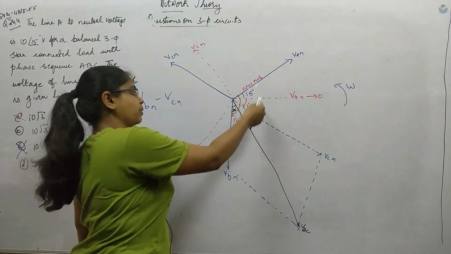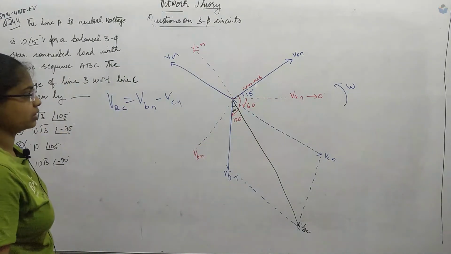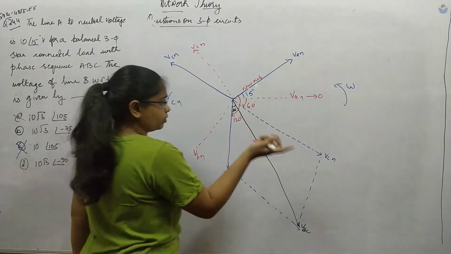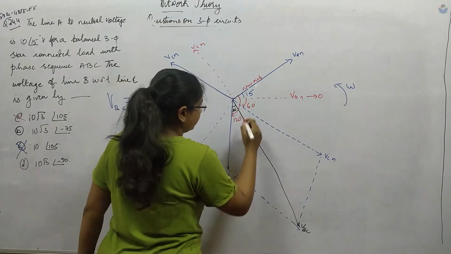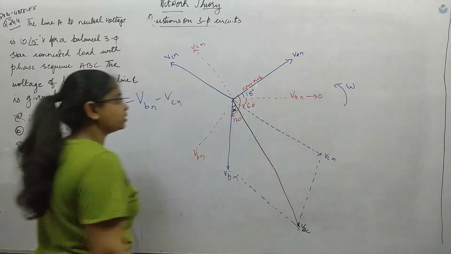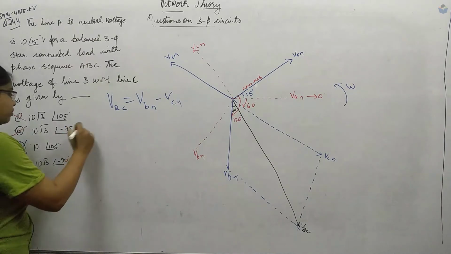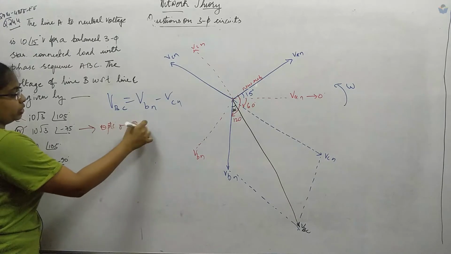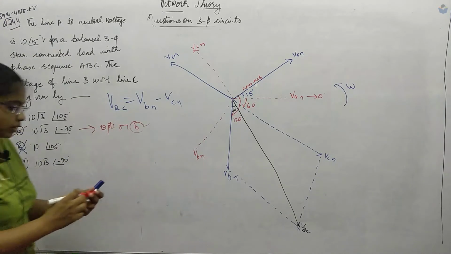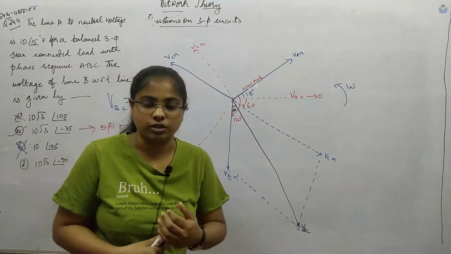So 15 plus 60 is 75 degrees, right? The total angle is this much. We have to calculate from here to here. So 60 plus 15, it will be minus 75. We have already 10√3 as our amplitude. So option B is the correct answer. Fine, this is about the phasor approach. We will see one more question and then switch to the next questions.